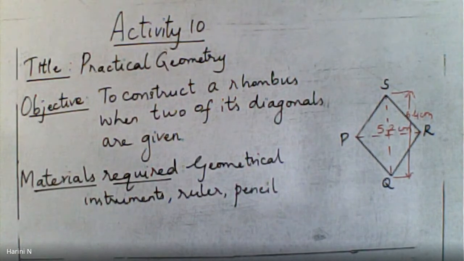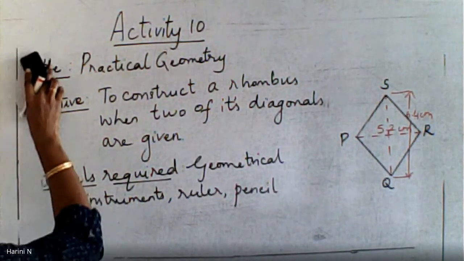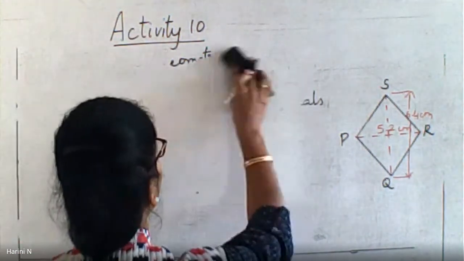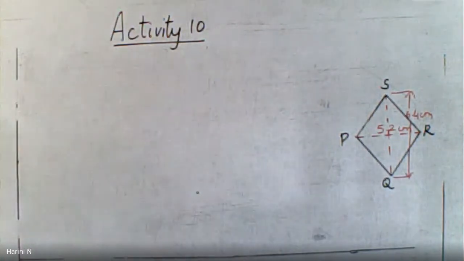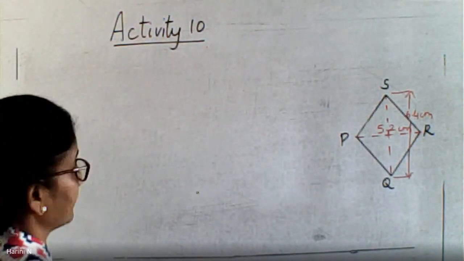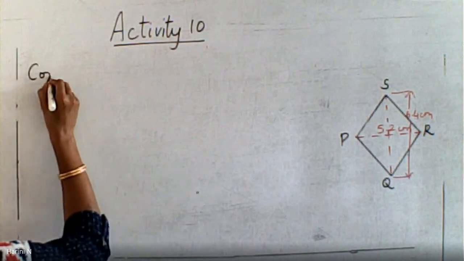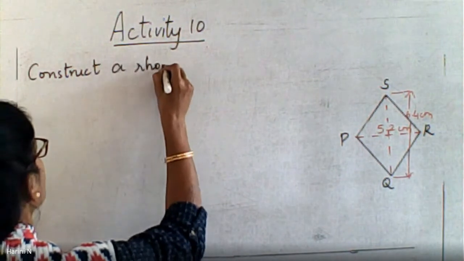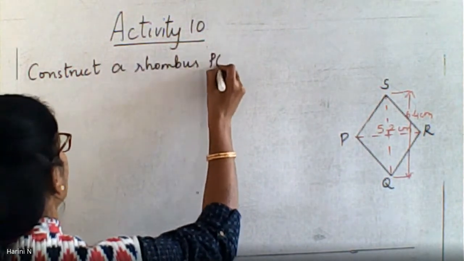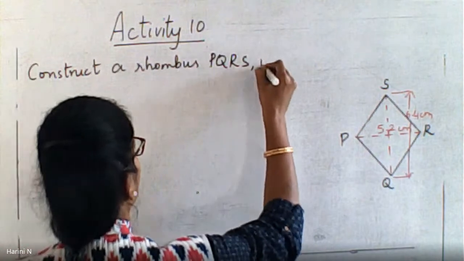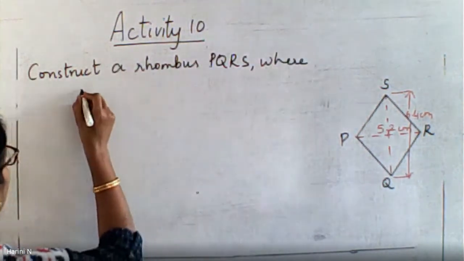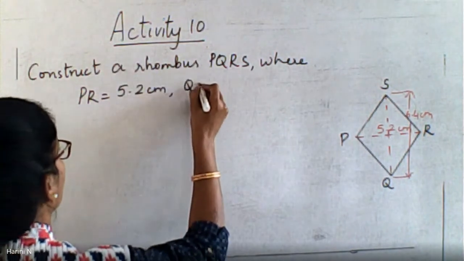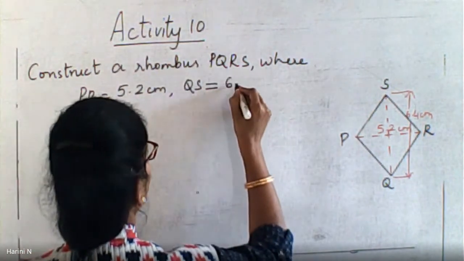Alright, now I come back to the unruled side. There I write down the question on the top. The question is, you have to construct a rhombus PQRS where PR is 5.2 centimeters and QS is 6.4 centimeters.